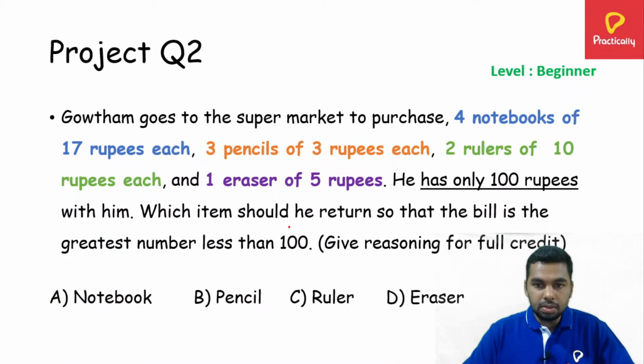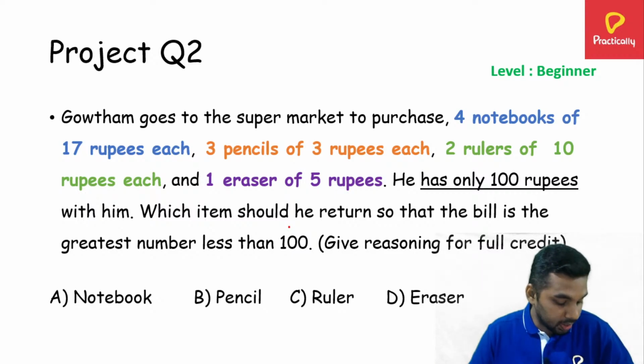So the second problem is a word problem. Now this word problem reads the following. Gautam goes to the supermarket. He purchases 4 notebooks for 17 rupees, 3 pencils for 3 rupees, 2 rulers for 10 rupees and 1 eraser for 5 rupees. He has 100 rupees in total. Which item should he return so that the bill is the greatest number which is not exceeding 100? So that is a question.